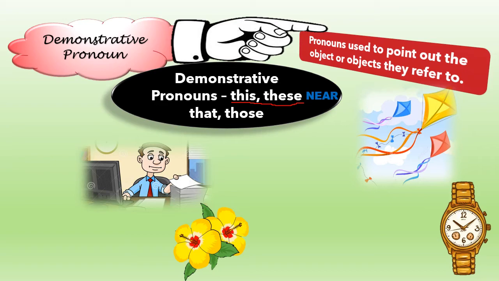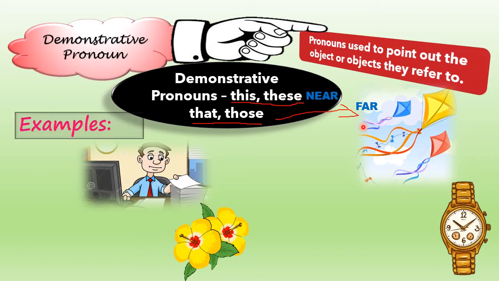Is it clear? And that and those we use to refer to things which are far away, which are at a distance. Is it clear, children? This much is clear. This and these for things which we are having closer, that and those for things which we are having at a distance, at far. This much is clear. Now, let's take a few examples.